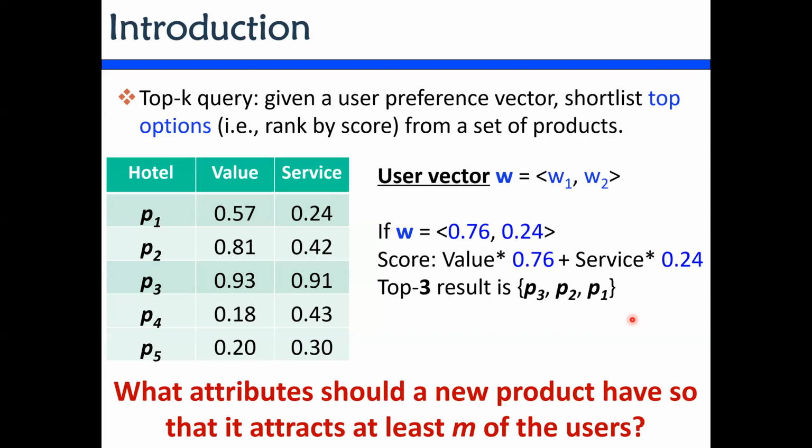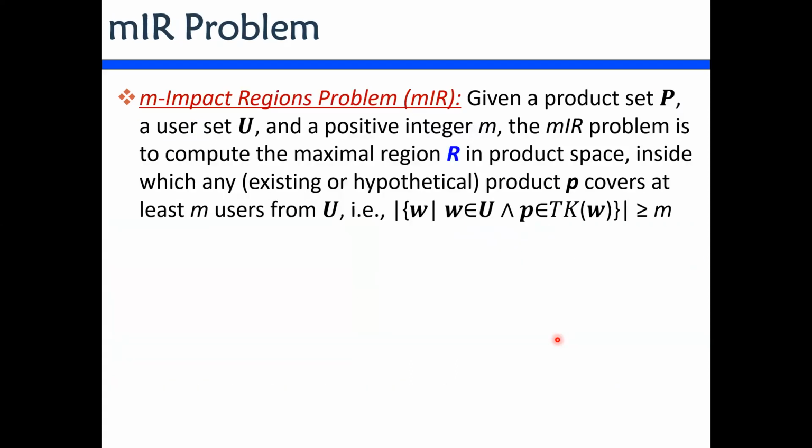Now, our job in this paper is to decide what attributes a new product should have, let's say a new hotel, so that it attracts at least M of the users, meaning so that it belongs to the top K result for at least M of the users.